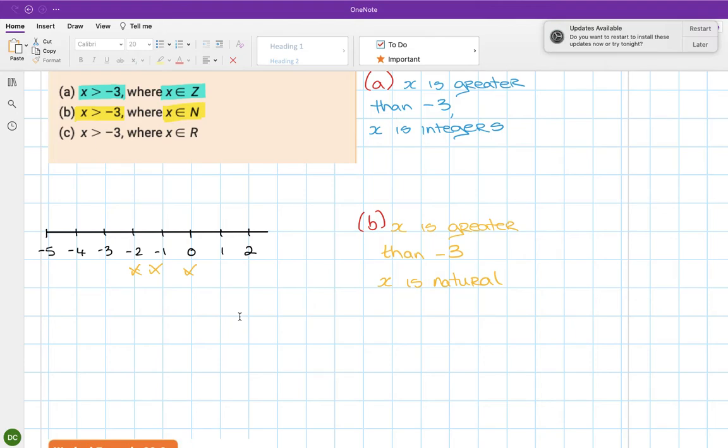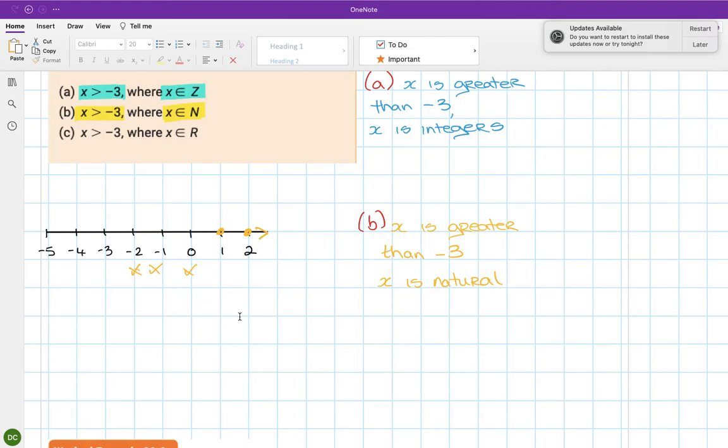Next number in the line is 1, so 1 is natural. So 1 is greater than -3 and it's natural, so I can include that. 2 is greater than -3 and natural. 3 is greater than -3 and natural. 4 is greater than -3 and natural, so it would continue. So I'm going to put an arrow on to indicate that.